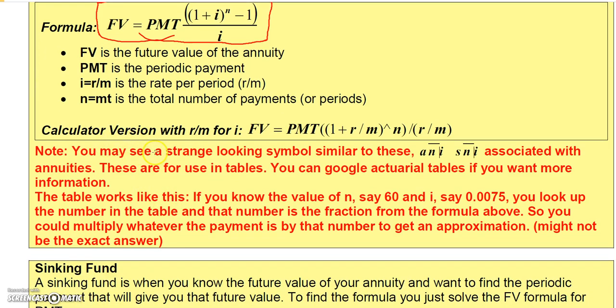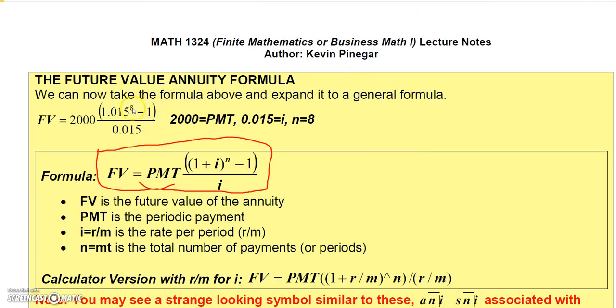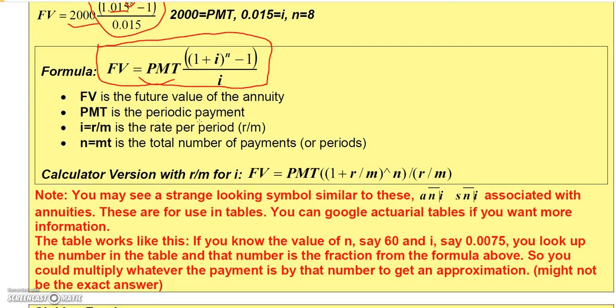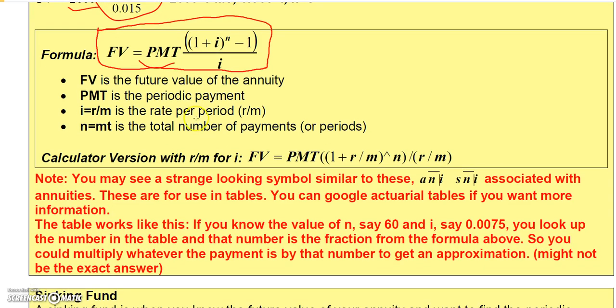I don't do these in this class, but these strange looking symbols you might see, these are used for looking up values in a table. Like you can actually look up in a table, like here, you can find a value for this fraction by just looking up the value that corresponds to an I value of 0.015 and an N value of 8. And that way when you look it up in the table, you just multiply the 2,000 by what that number is in the table. But we're not going to do it with tables. We're actually going to do it using the actual formulas.